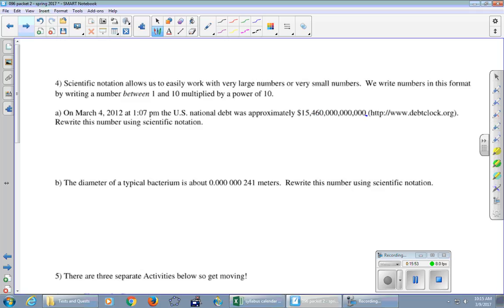Where's the right spot to put the decimal? It's between the 1 and the 5, because that number is 1.546, and it is between 1 and 10. That's the winner. If you went a little bit too far, read that number: 0.1546, which is less than 1. That's not between 1 and 10. So you put it right there. 1.546. You don't need to write any of those trailing zeros. Times 10 to some power.